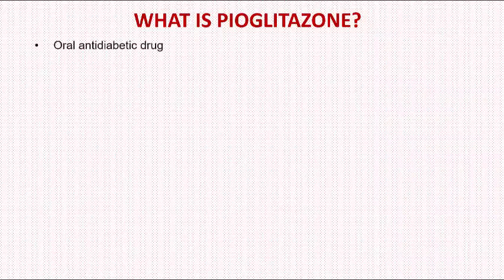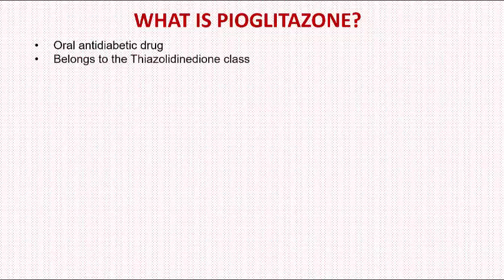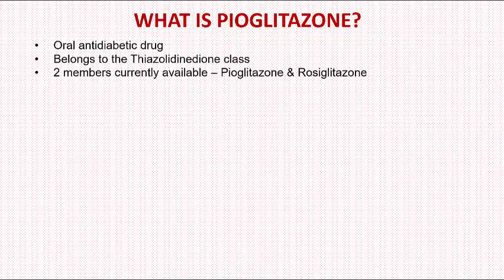Pioglitazone is an oral antidiabetic drug. It belongs to the class called thiazolidinediones. Currently, two members are available in this class, pioglitazone and rosiglitazone. However, we will be focusing our discussion on pioglitazone.